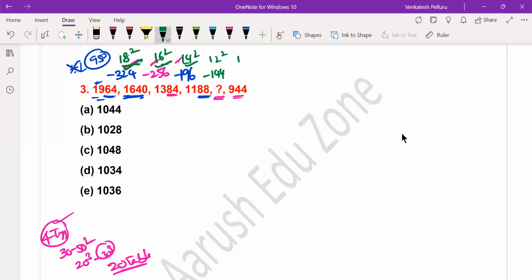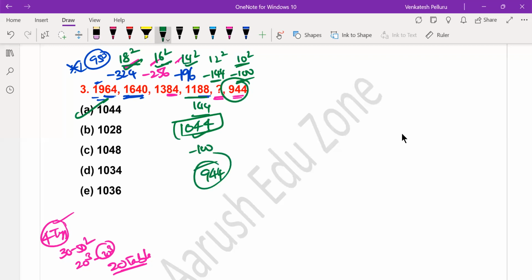To get the next number, I have to subtract 10 square. 10 square is 100. I have to subtract 100. First, I'll subtract 144, that is 12 square, from 1188. If I subtract 144, 1044 comes, option A. Then you can cross check it once again. Next, 10 square is 100, so I have to subtract 100. If I subtract 100 from 1044, what do I get? 944, which is at the last position.